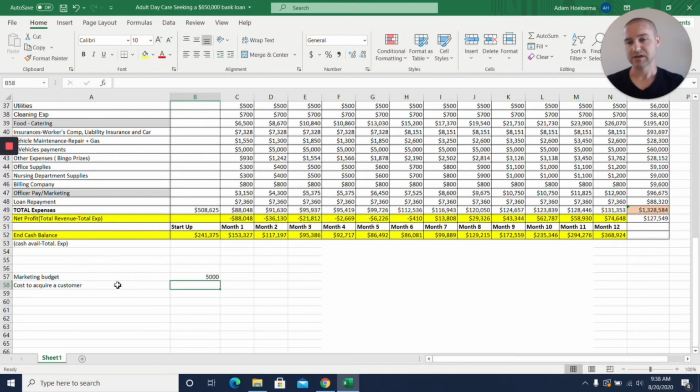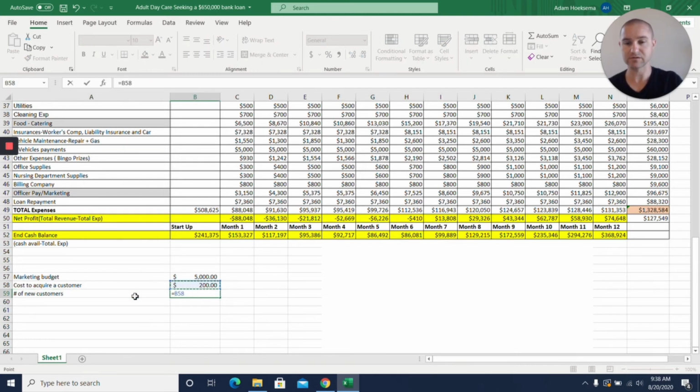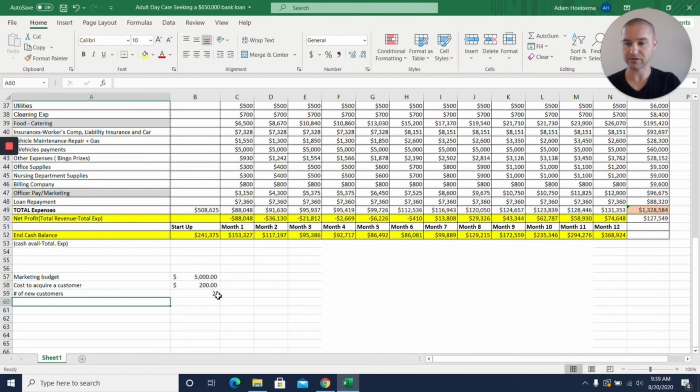And so let's just say we find $200. It costs $200 to acquire a customer, and you're going to spend $5,000 a month. So then the number of new customers equals 5,000 divided by 200, so 25 new customers.